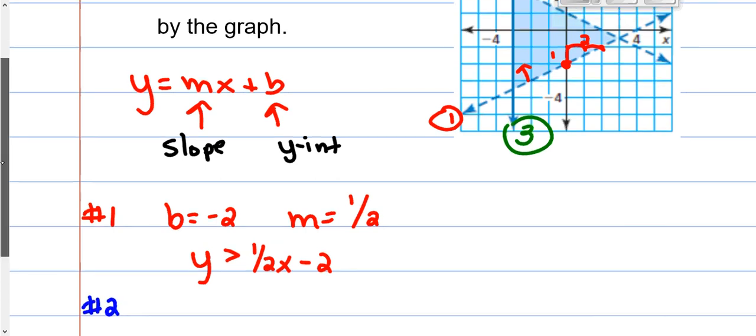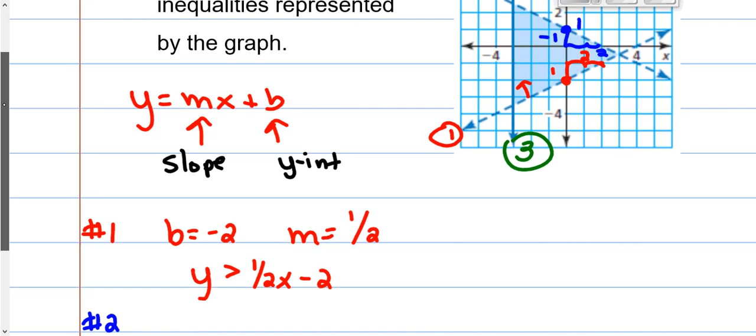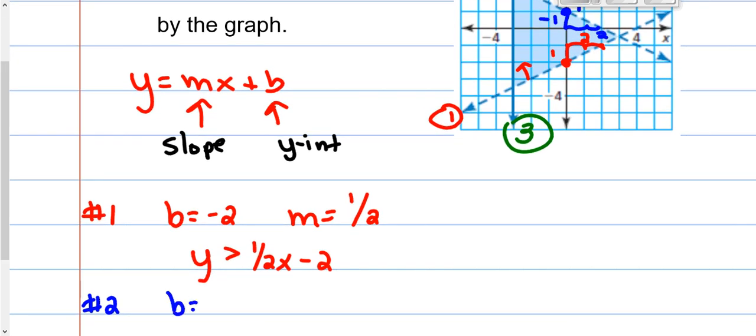All right, now let's go and look at inequality number 2. On inequality 2, our y-intercept is right here. That's going to be at 1. And let's look at our rise and our run. So our rise and our run are more of a fall and a run. So I'm going to fall 1. If I rise down, it's negative. I'm going to run to the right 2. So my y-intercept, which is b, is 1. My slope, which is m, is negative 1 over 2.